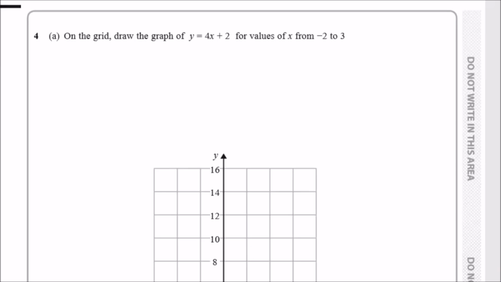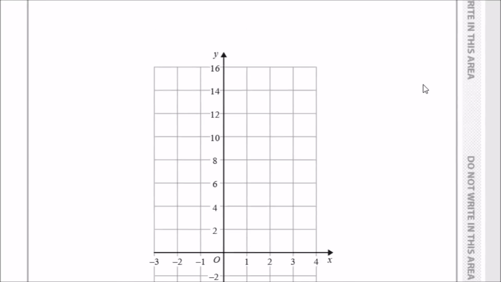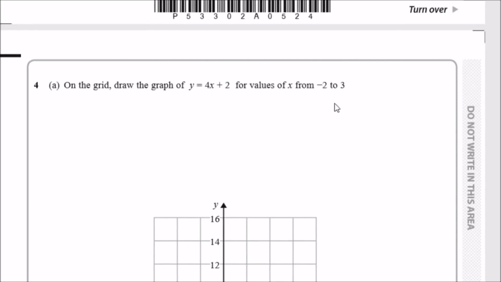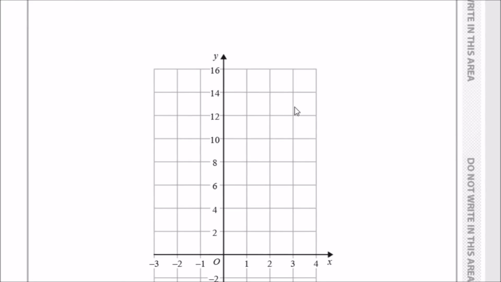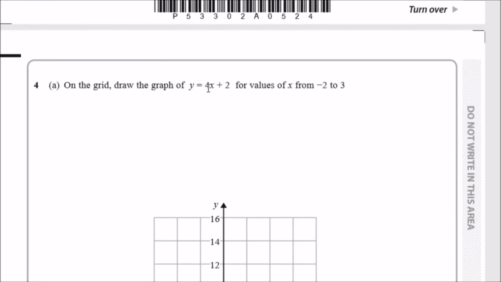Okay, let's move on. Okay, number 4, guys. So this is going to be dead easy. On the grid, draw the graph of y equals 4x plus 2 for the values of x from this range. Now the easy way to do this is to simply use the smallest value and the biggest, plug in, and then connect the line, because this is a linear equation, written in the form of a single x and a constant. If it had x squared or x cubed, then it'd be a curve. So this is a standard straight line equation.